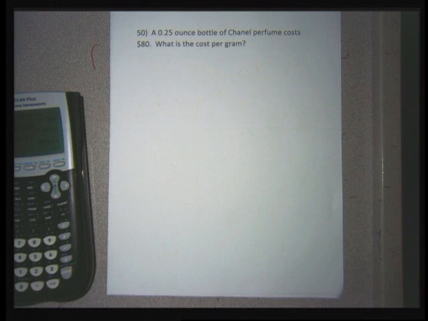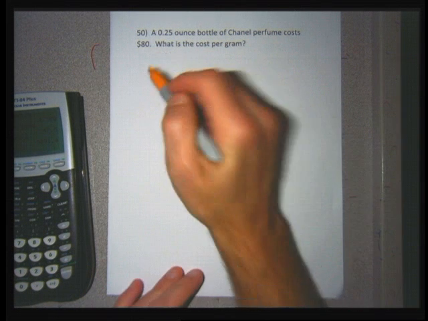If you pause the video and you work this out and you get the same answer as me, then your answer is okay. If you have no idea how to get started, then you just watch what I do, and what I do is something you can duplicate if I was cruel enough to put something like this on a test. So my goal is to figure out how much per gram the perfume costs, and in order to figure that out, I'm going to convert from ounces to grams.